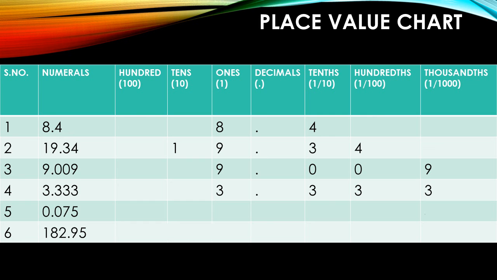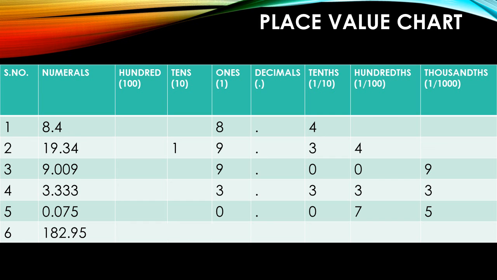Question number 5. 0.075. See, in this question, the whole number is 0. So write down 0 in the ones place, then write down the decimal in the decimal column, then again write down 0 in the tenths place, then write 7 in the hundredths place, and then write down 5 in the thousandths place.